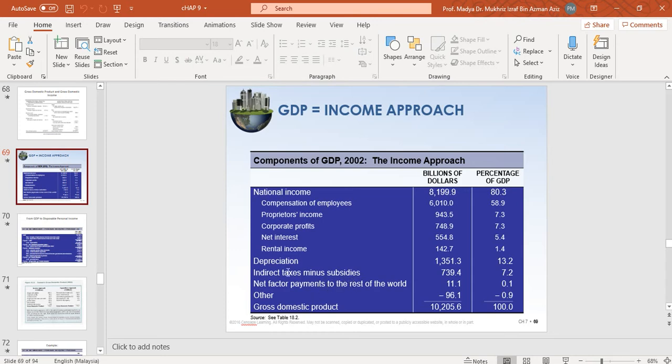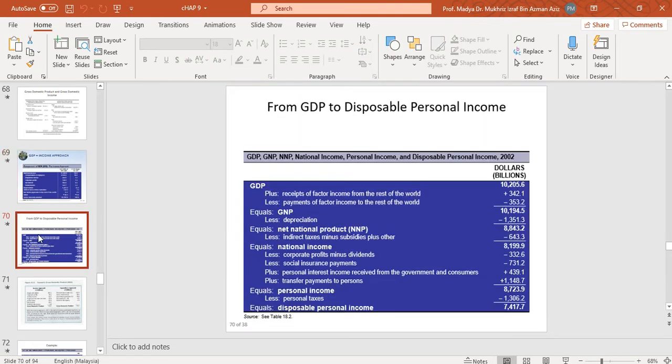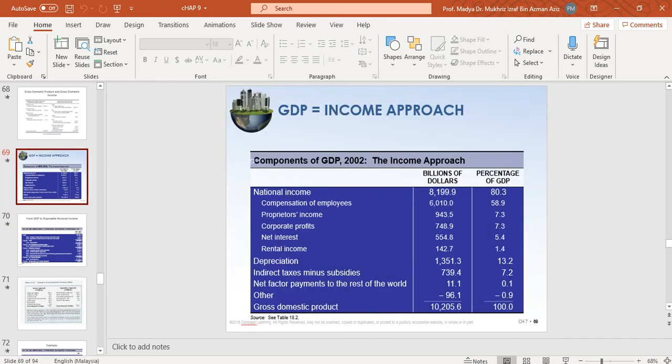So here is already given to you as the net component. If the value is positive, you add, and if it is negative, you subtract. Basically you add everything to arrive at the GDP value of 10,205. This is also a similar concept of GDP, to calculate GDP using the income approach. This one I think is quite simple to understand.